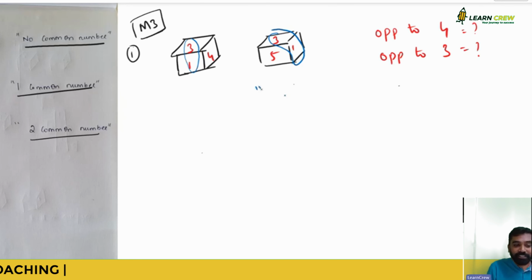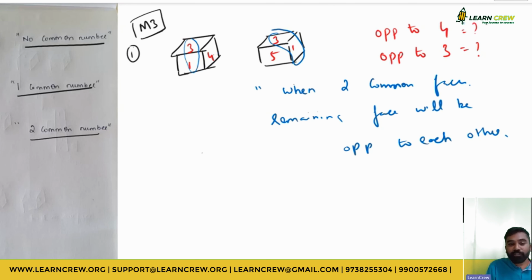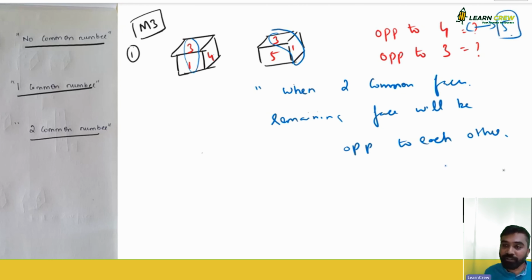So, here the scenario is when there are two common faces, the remaining faces will be opposite to each other. So here the remaining faces are 5 and 4. If they're asking the face opposite to 4, the opposite face is going to be 5. But if they ask the opposite face of 3, again, we do not know, it can either be 2 or 6.